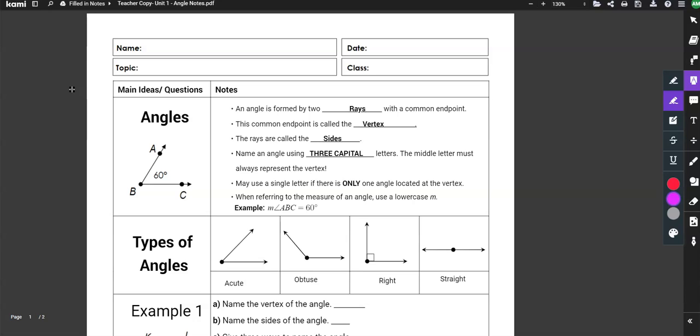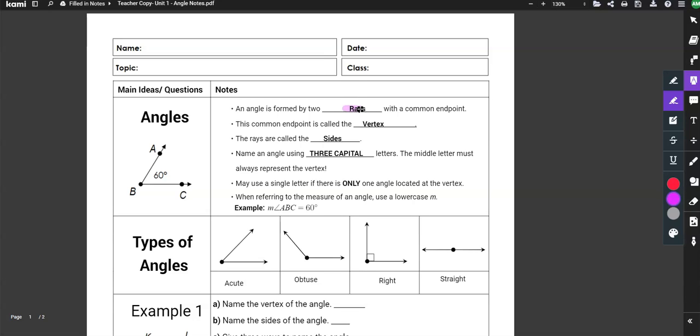Hey guys, so today what we're going to do is talk about angles. We are going to be talking about the properties of angles, the key features of angles, and how to notate and identify angles. So to start, an angle is formed by two rays with a common endpoint.